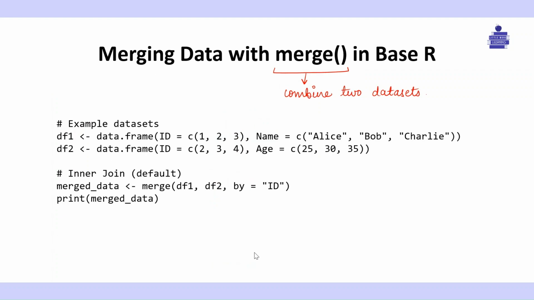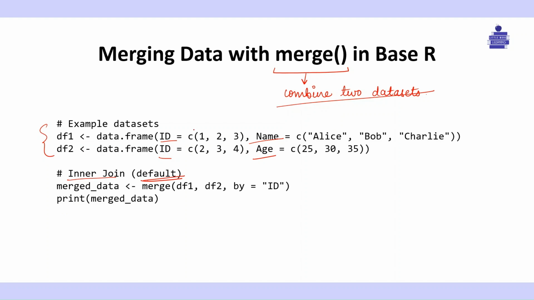Next is merging data with the merge function in base R. The merge function in base R is used to combine 2 data sets. Now let's take an example. These are 2 data sets having the following values as ID and name. Next is having ID and age. Now we are doing inner join on these, that is our default join.